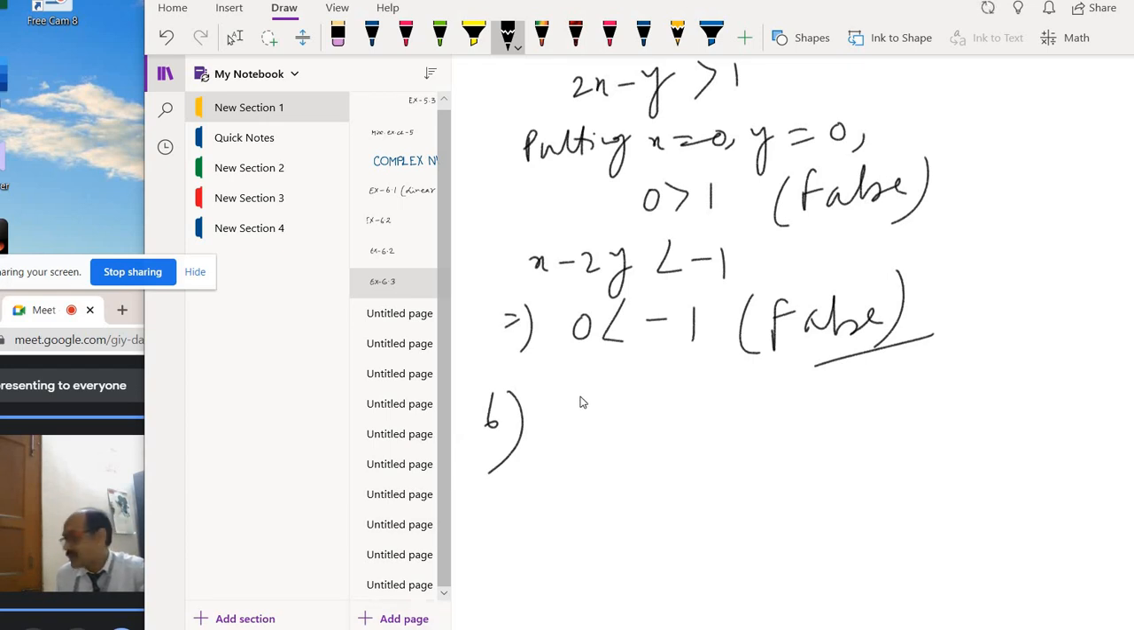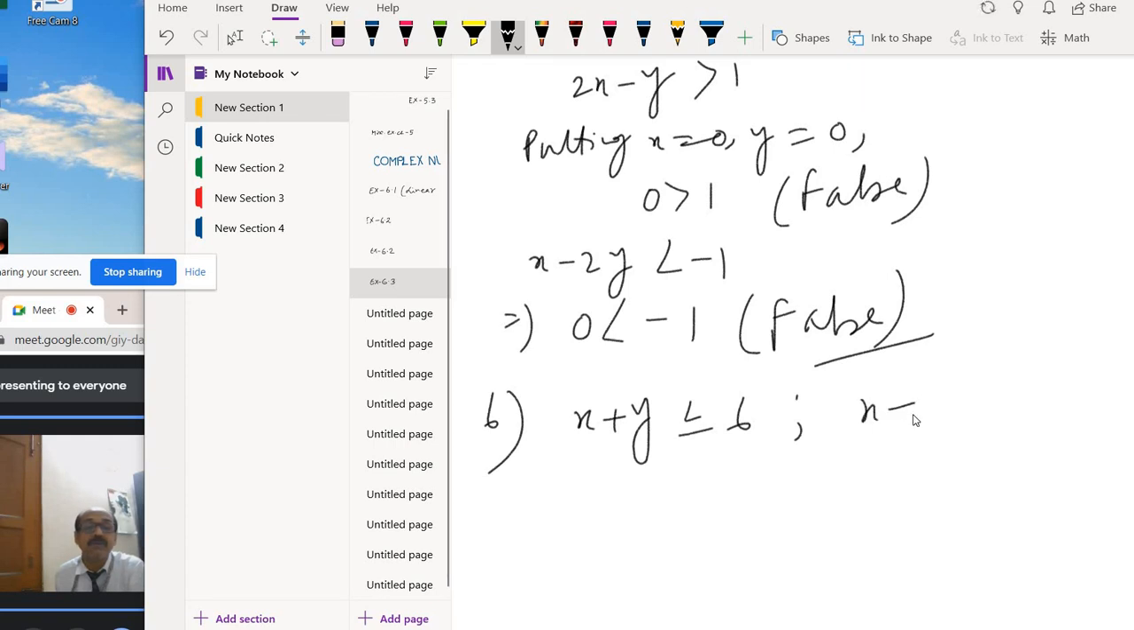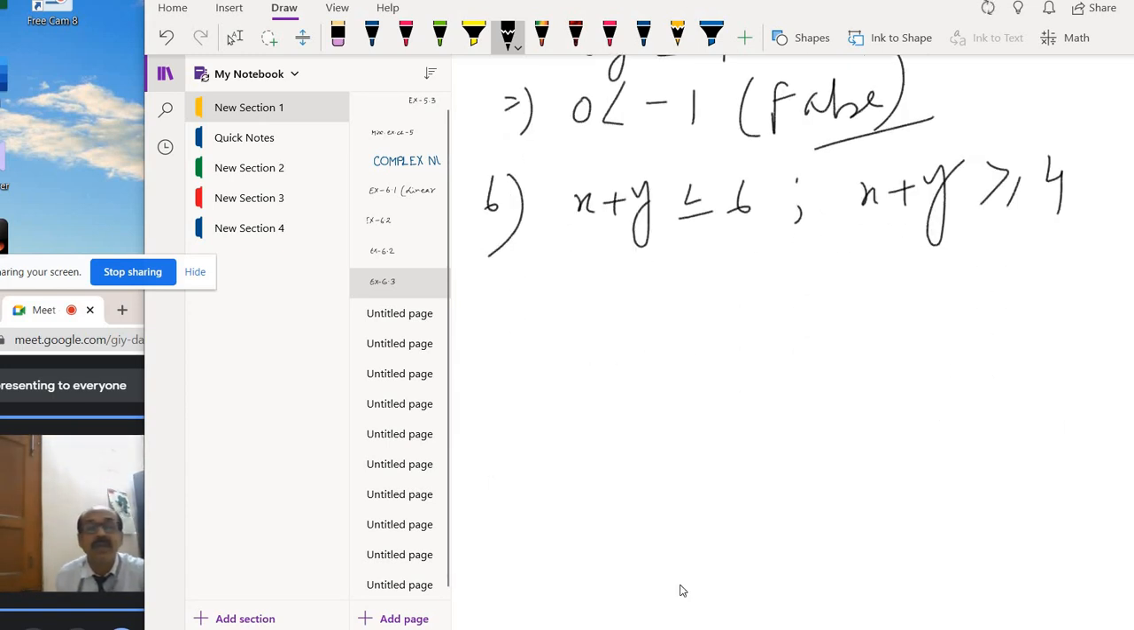Question number 6 is x plus y less than or equal to 6 and x plus y greater than or equal to 4. So the first line is x plus y less than or equal to 6, and the second line is x plus y greater than or equal to 4. Okay, these two lines. Now solve graphically.